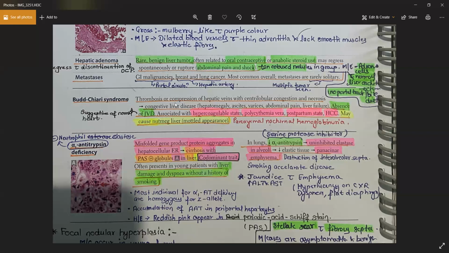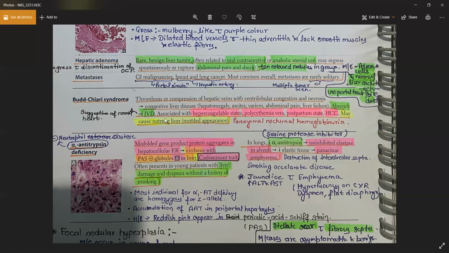The one who was asking me about this ascites thing, see, Budd-Chiari syndrome can also have ascites. I have sent a question in the group. You can check it out yourself and kindly clear this doubt of mine. Okay, sure. I will check that question. Don't worry about that. Thank you, sir.